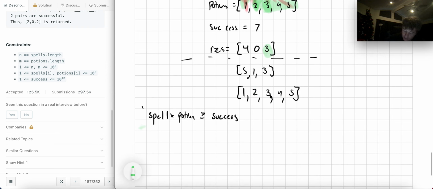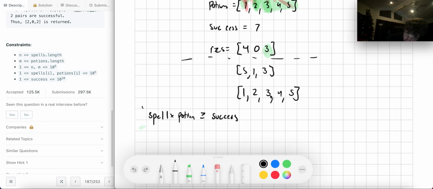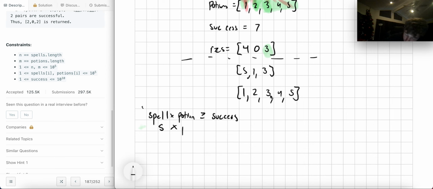Okay, so putting that in this equation here, right? If I have 5, and I'm trying to find a potion that will work to get me greater than or equal to 7, well, I'm going to solve for a potion. So I need to find a potion that's greater than or equal to 7/5. And if I find that potion, then everything to the right of that will be good. Does that make sense?